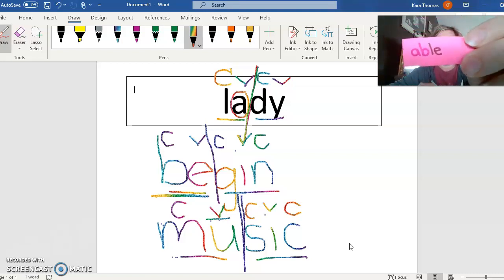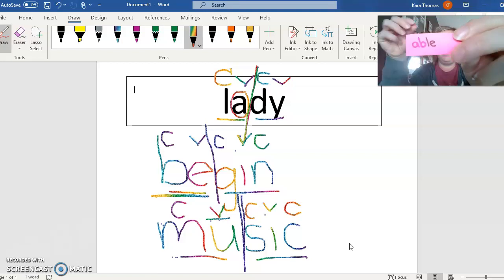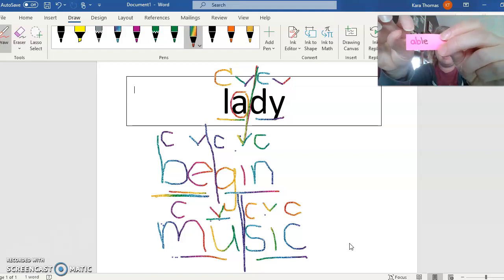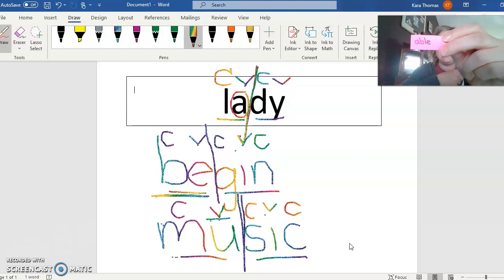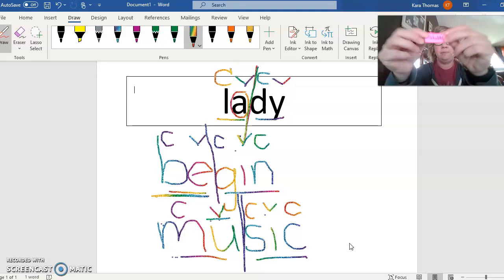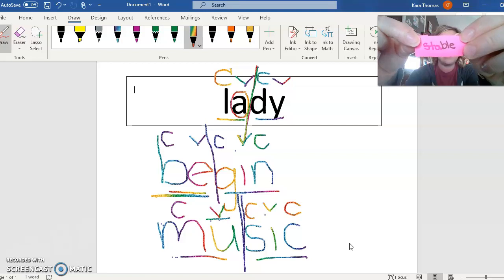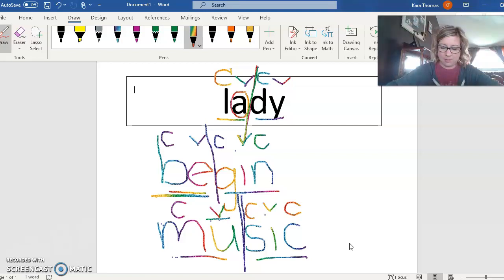Able. Now this one's a little bit different, because it doesn't start with a consonant, it starts with a vowel, but we did learn that LE is its own syllable. Remember, we learned that a couple weeks ago. So a-ble is still two syllables. And our last word, stable.